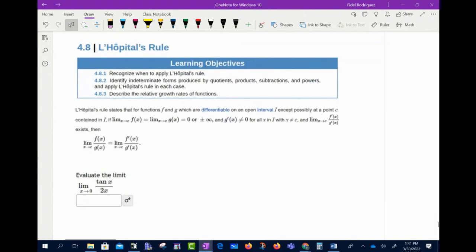Okay. In 4.8, y'all, we're going to talk about something called L'Hopital's rule. L'Hopital was a French mathematician. When was he around? I don't know.